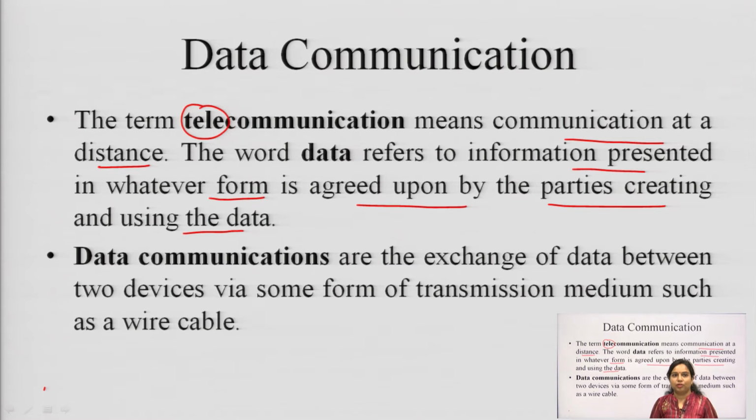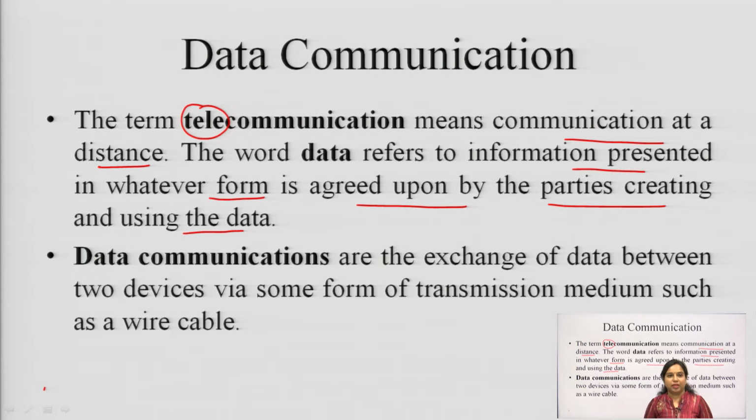That is an example of telecommunication, where you are transferring information over a longer distance. The transmitter and receiver are not present in a room, they are at a longer distance, and the information is in the form on which the two parties, transmitter and receiver, have agreed.